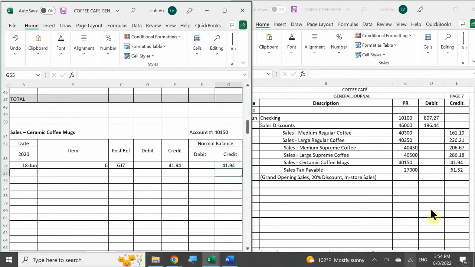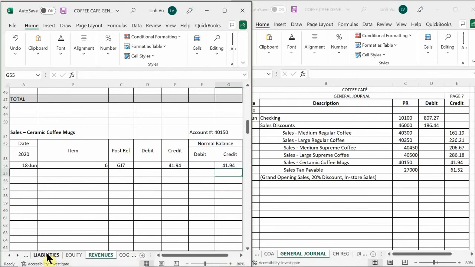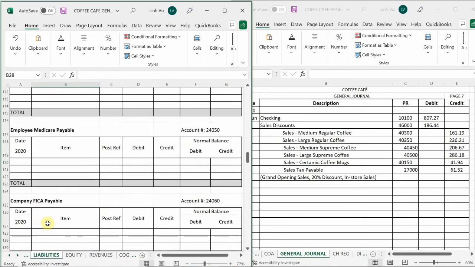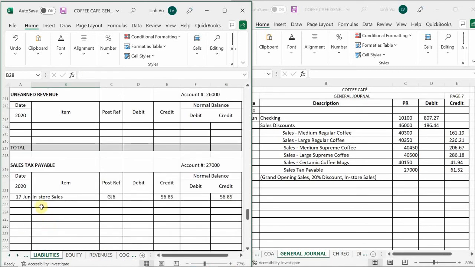Now we can go to the liabilities. Sales tax payable. On the 18th, in-store sales, page 7, credit of $61.52. Okay, so the total amount that you've collected so far for the state is $118.37 worth of sales tax money.